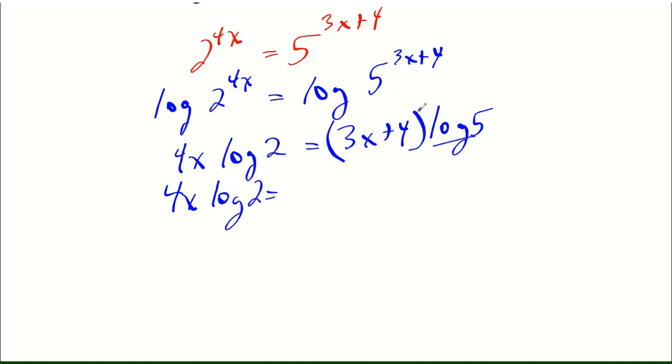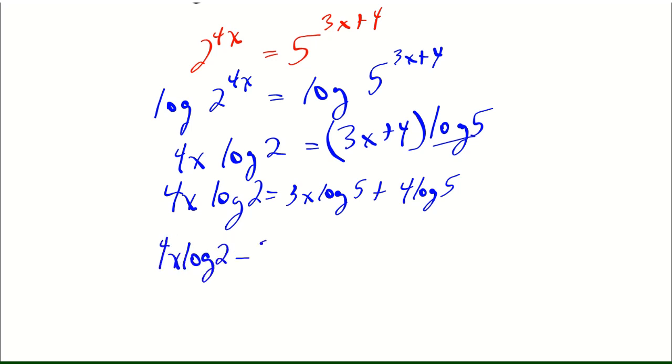Remember, this is a number. Distribute it into here: 3x log 5 plus 4 log 5. Collect the x's together: 4x log 2 minus 3x log 5. Anything that doesn't have an x associated with it, we're going to leave it alone on the right side.